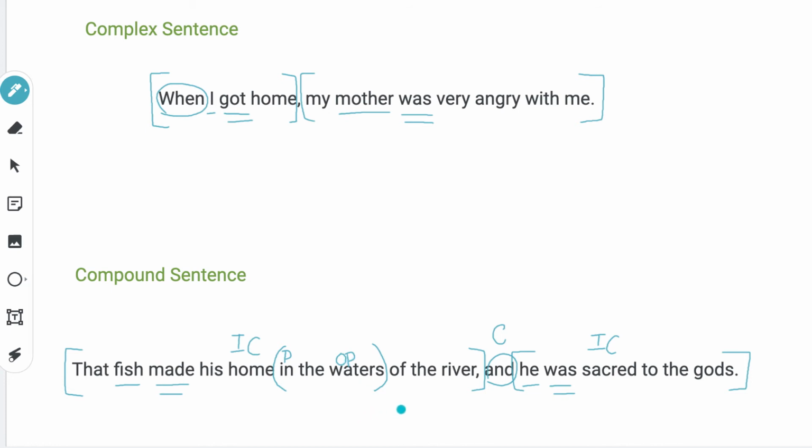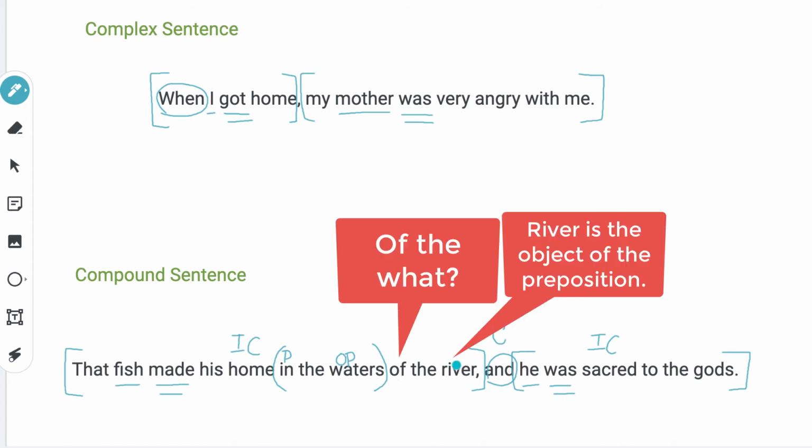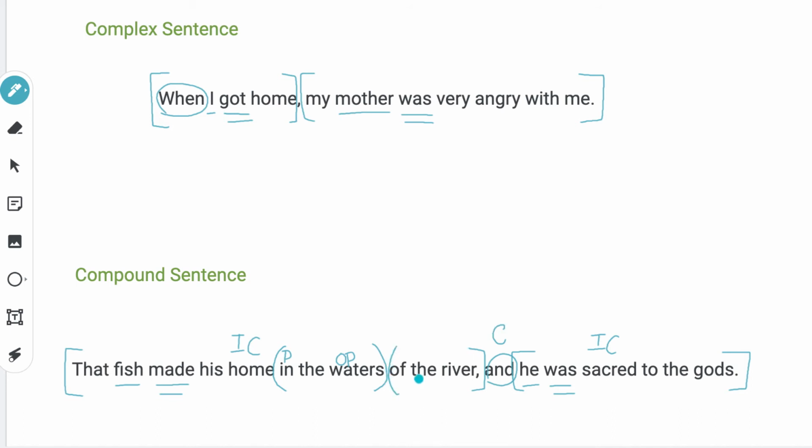We located another preposition here, of. So we ask ourselves, of the what? Of the river. So river is the object of that preposition. We can put this prepositional phrase in parentheses. We will label the preposition with a P, and the object of the preposition with an OP.